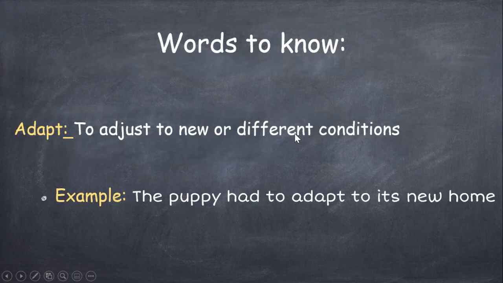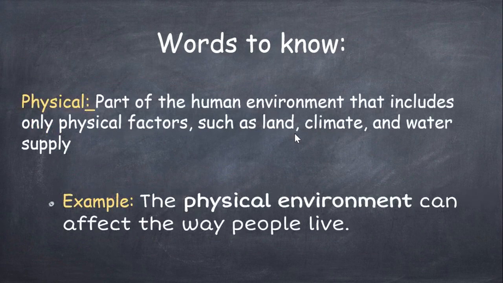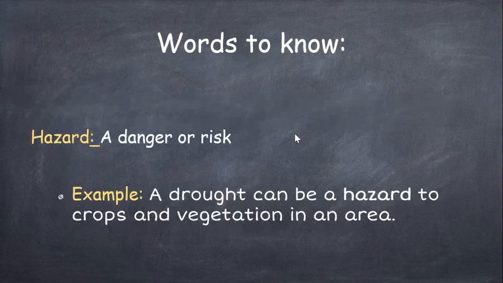We already talked about some of that stuff yesterday. So, the words to know: adapt, to adjust to a new or different condition. Physical, part of the human environment that includes only physical factors such as land, climate, and water supply. And hazard is a danger or a risk.